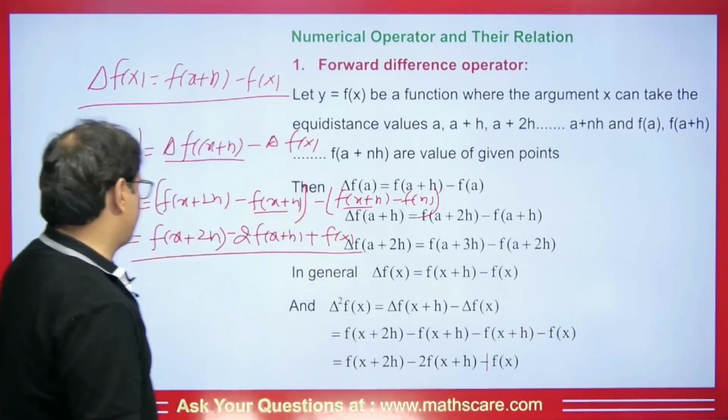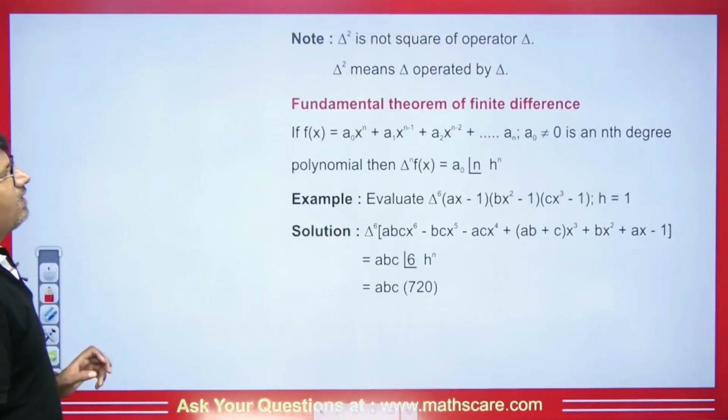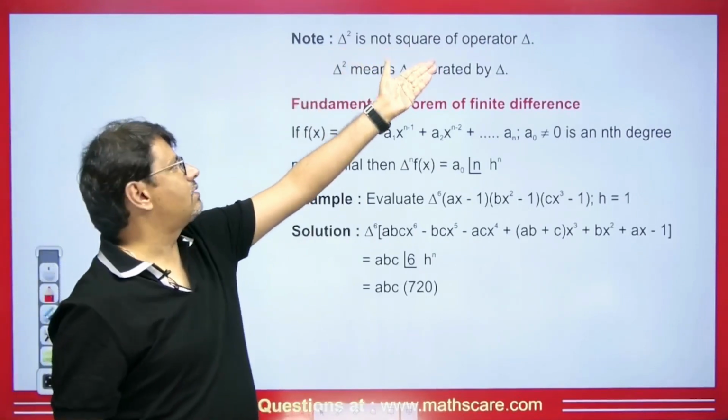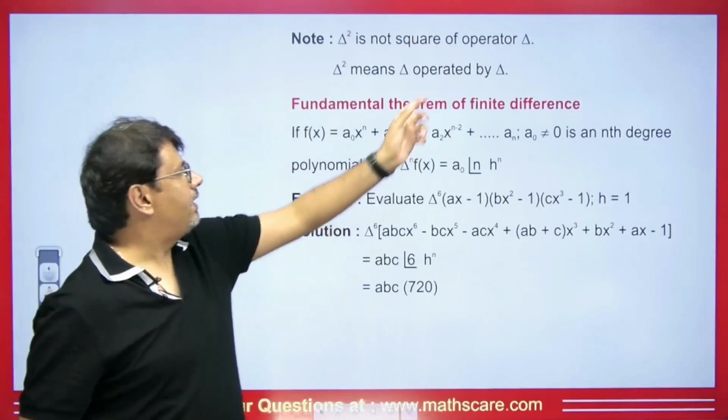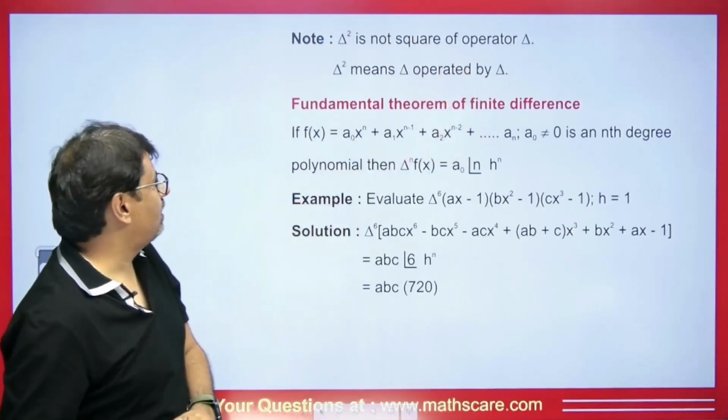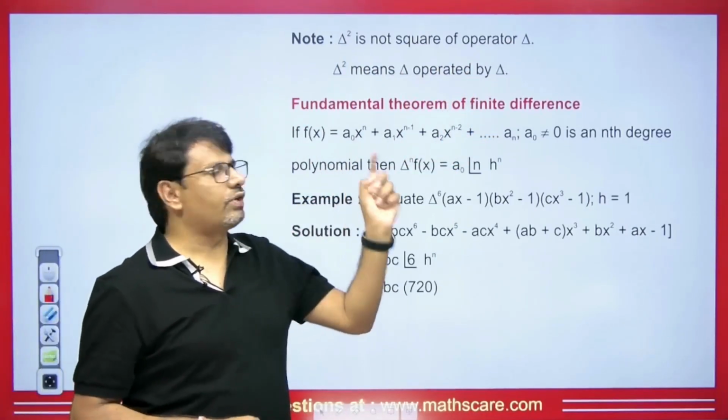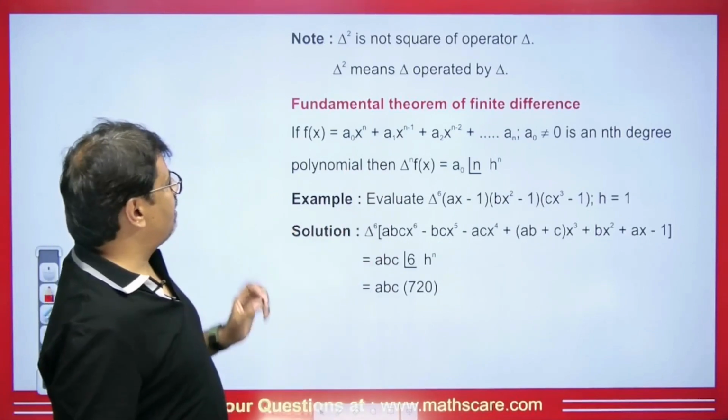Now, let's move on, students. I am trying to tell the same thing, that del square is not the square of del. This is the product, which means del over del. This needs attention. There is a fundamental theorem for finite difference. What does it mean?